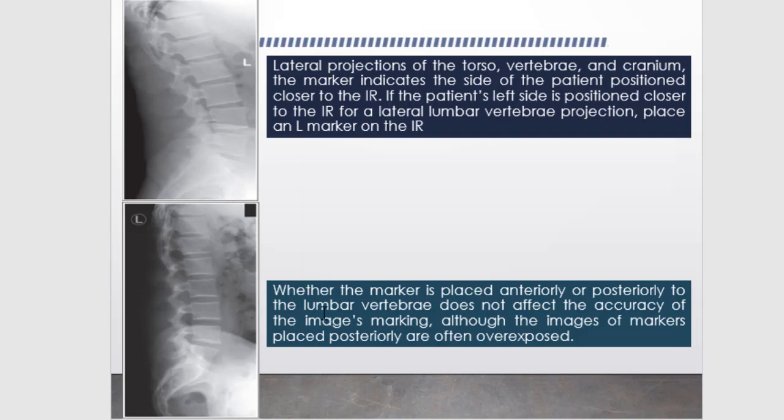Okay. The next rule says that whether the marker is placed anteriorly or posteriorly to the lumbar vertebra does not affect the accuracy of the image marking, although the images of markers placed posteriorly are often overexposed. Be careful not to put it behind. It is better to put it at the anterior side. If you're good enough, with practice you will be able to put it in a nice position. Yeah? Okay.